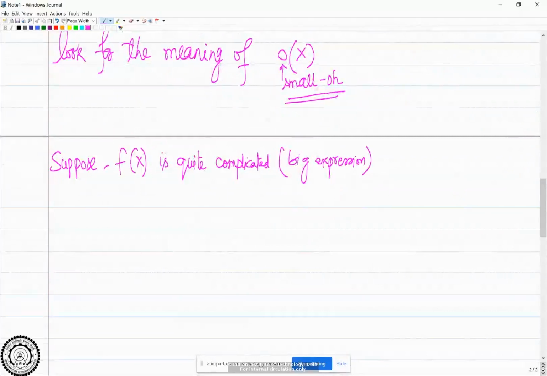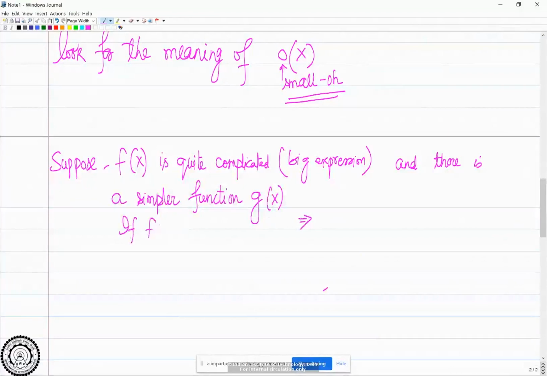And so it is difficult to know what is the behavior of this function as x goes to 0. It is difficult to know. But suppose someone says there is a simpler function g of x, and it turns out f(x) and g(x) are of the same order as x goes to 0.